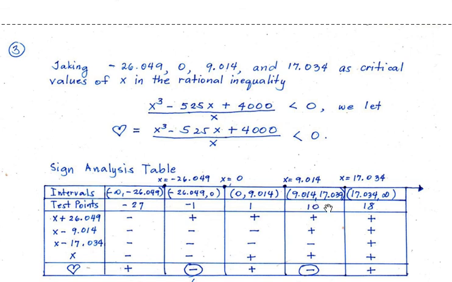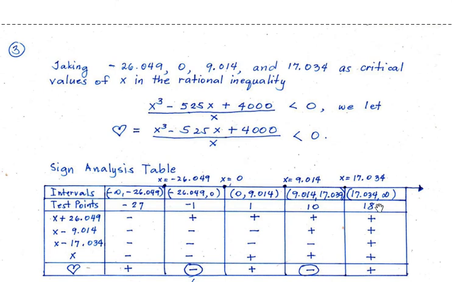Then in this case, it's 10. 10 plus 26 is positive. 10 minus 9 point something, it's still positive. 10 minus 17 is negative. Then 10 is equal to itself, positive. So in this case, we have 1 negative. So our final answer in this particular interval is negative.